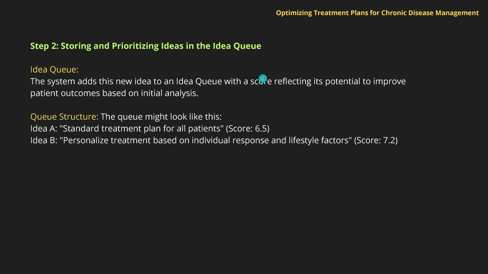So step 2 now in our theoretical example of optimizing the treatment plan for chronic disease management of maybe me, there is now storing and prioritizing ideas in the idea queue. So the system, this is maybe the LLM, adds a new idea to an idea queue with a score, let's say 3.7, reflecting its potential to improve the patient outcome based on initial analysis.